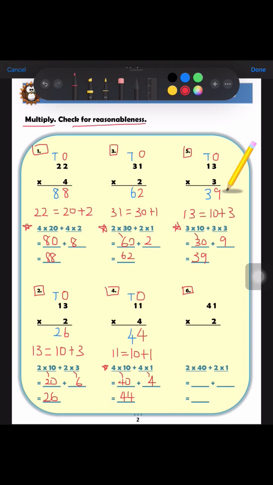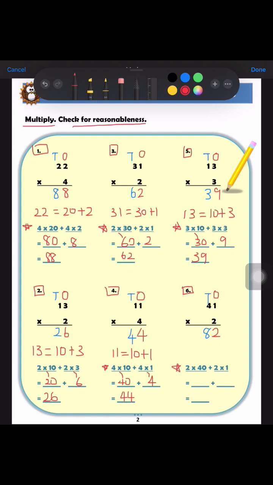Okay, last question, 41 times 2. Multiply the ones. 2 times 1 equals 2 ones. And then 2 times 4 tens equals 8 tens. So the answer is 82.